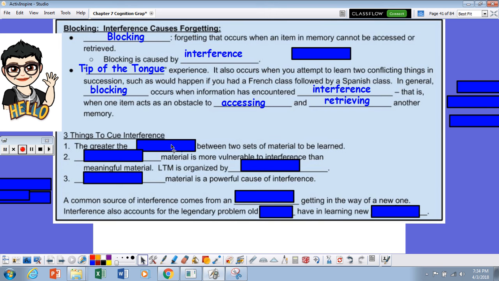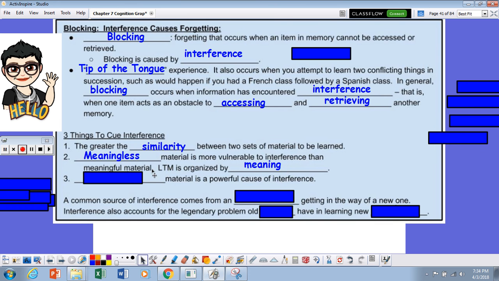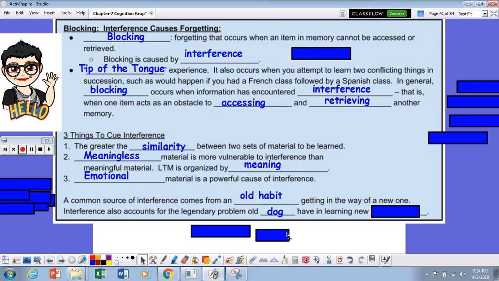So, 3 things cause interference. The greater the similarity between 2 sets of information to be learned, the more likely it will cause a problem. Meaninglessness of the material makes it more vulnerable to interference than meaningful material. Long-term memory, by the way, is organized by meaning. And number 3, emotional material is a powerful cause of interference. A common source of interference comes from an old habit getting in the way of a new one. Interference also accounts for the legendary problem of the old dog having trouble learning the new trick.